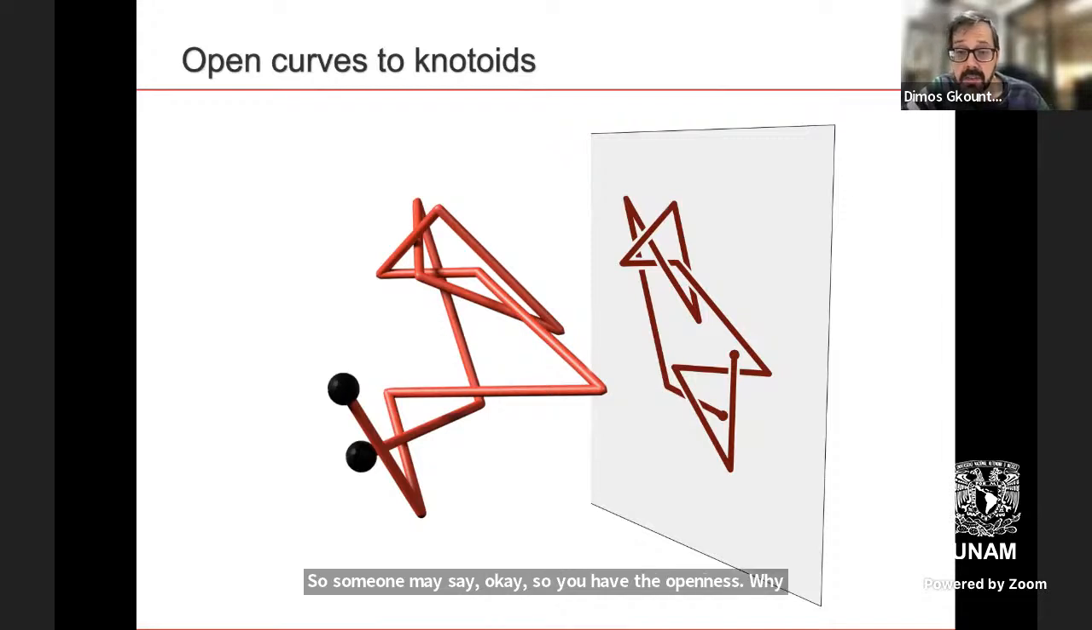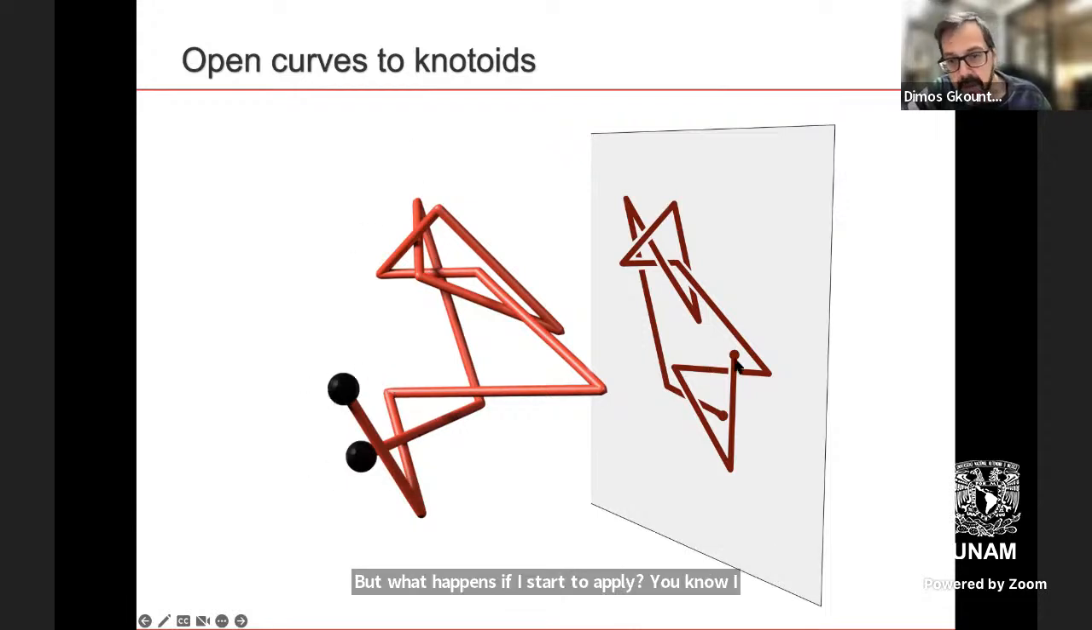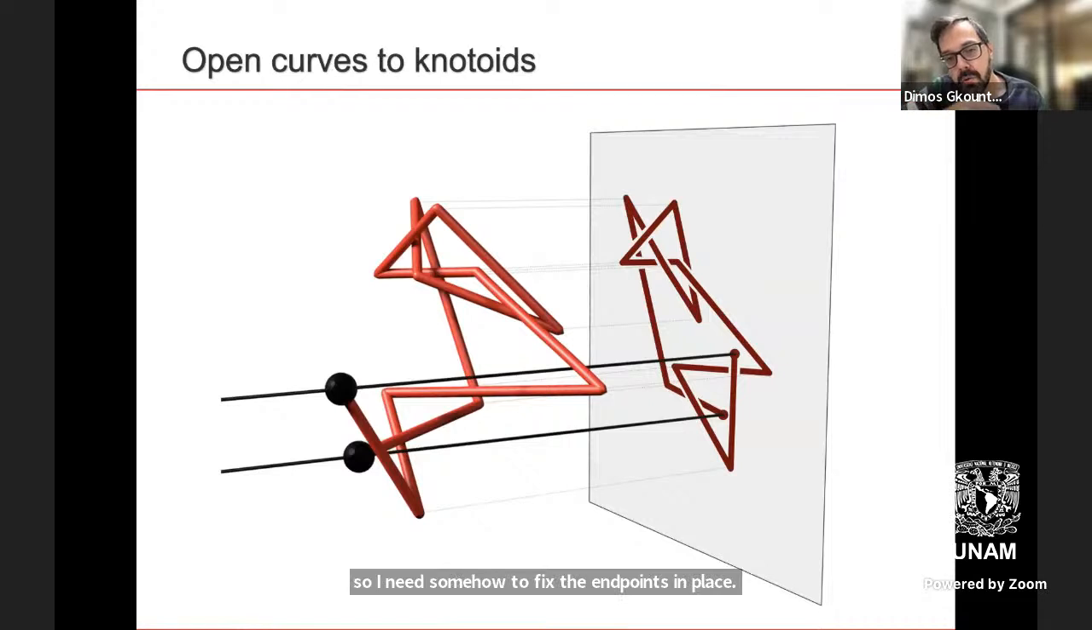And I would say, okay, this is a great idea, but what happens if I start to apply ambient isotopy here? The endpoints will move. So in the projection, I will do forbidden moves. So I need somehow to fix the endpoints in place. So let's introduce two parallel lines that are perpendicular to the plane of projection, so we can fix the endpoints in place.